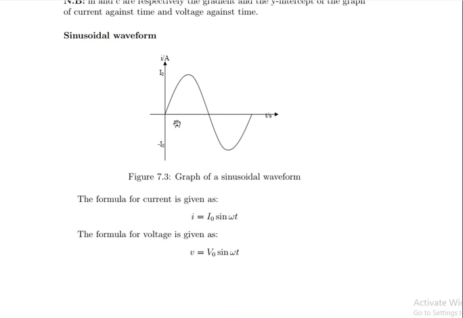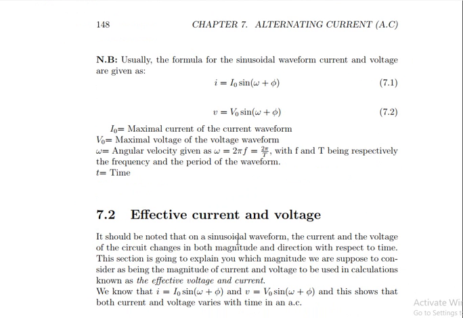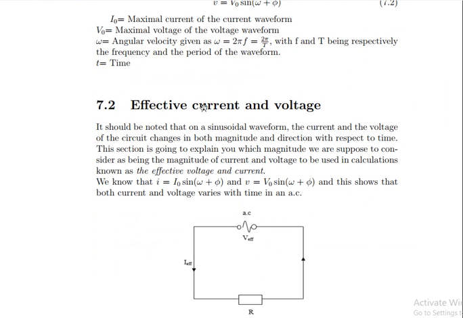Now, in this sinusoidal waveform, you see that I is equal to I0 sine omega t, where omega t is theta, and V is equal to V0 sine omega t, where omega t is still theta. Now, mostly for the current inside the circuit, I is equal to I0 sine (omega t plus phi), where phi is the phase difference, and here phi is also the phase difference. So now let's speak about the effective current and the effective voltage.